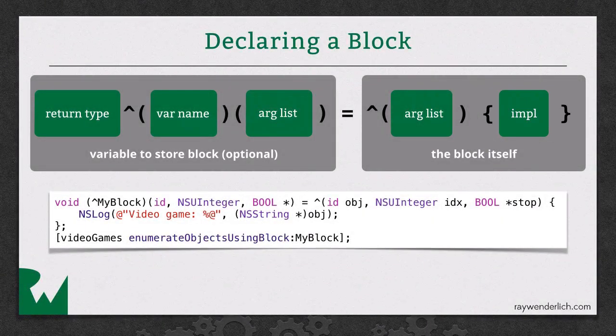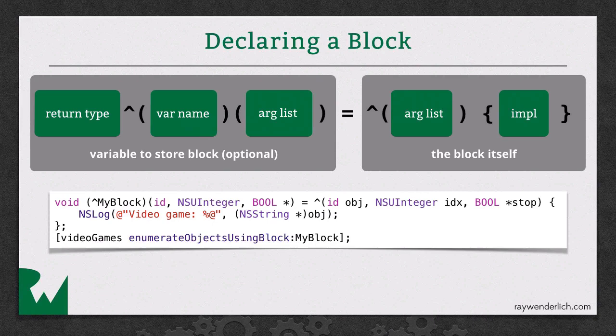On the bottom of the slide, you see an example. The return type is void, which means it returns nothing. The name of the variable is going to be called myBlock, and it's going to take an ID, an integer, and a Boolean pointer as arguments. None of those need to be named on the left-hand side. On the right-hand side, you give the caret again to say it's a block, list out the arguments again, but this time they do have to have names. Then inside the curly braces, you have the implementation of your method. All this particular block does is log out each of the objects that are passed in as a string with the string "video game" beforehand.